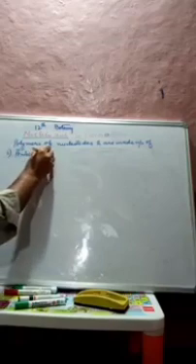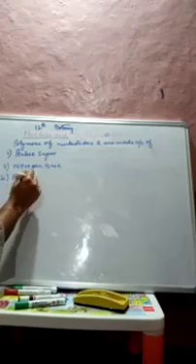Number first, what we call pentose sugar, which is a 5-carbon atom. Number second, nitrogen base. And number third, we have phosphoric acid, or phosphate group.